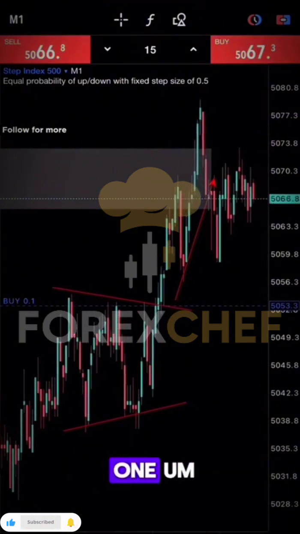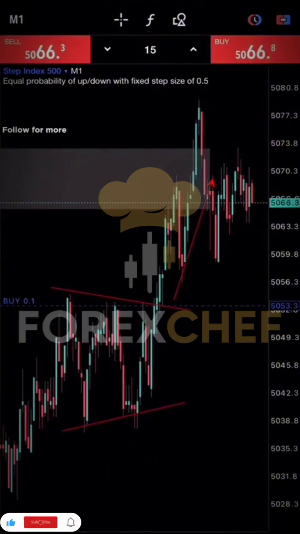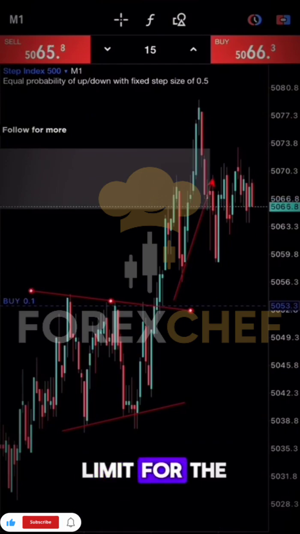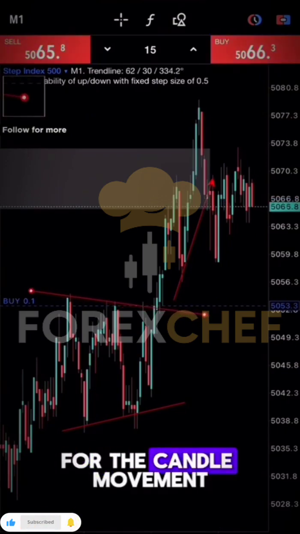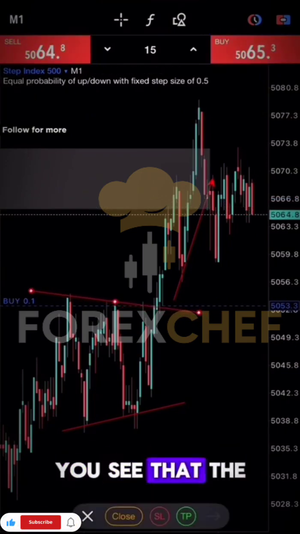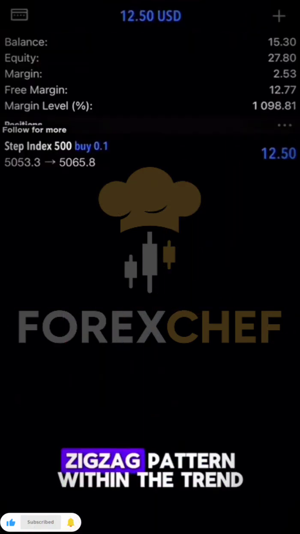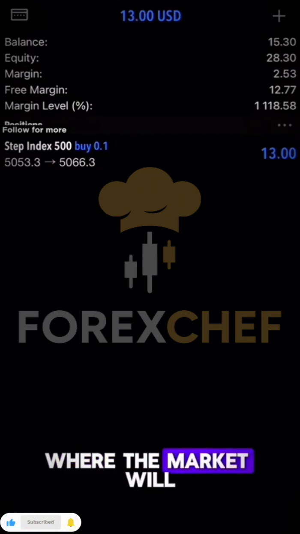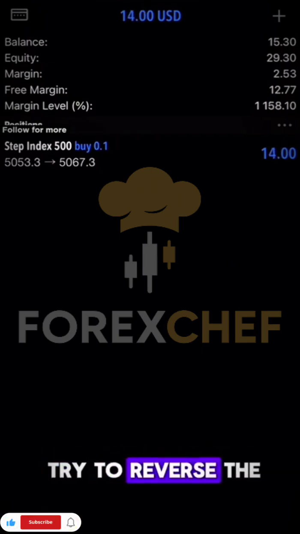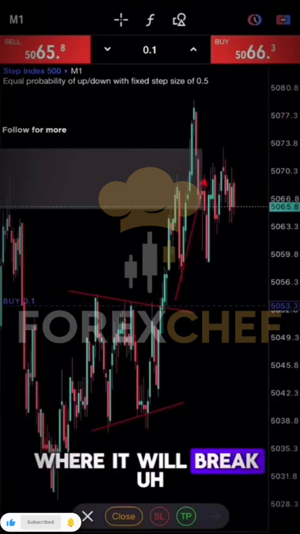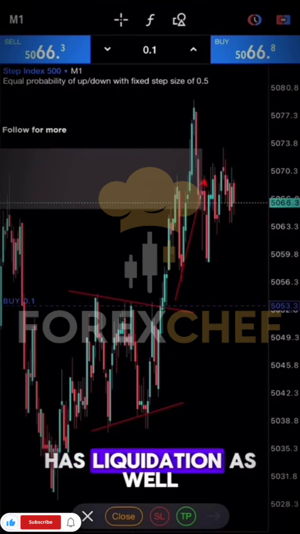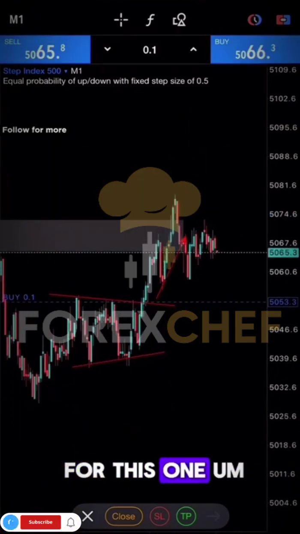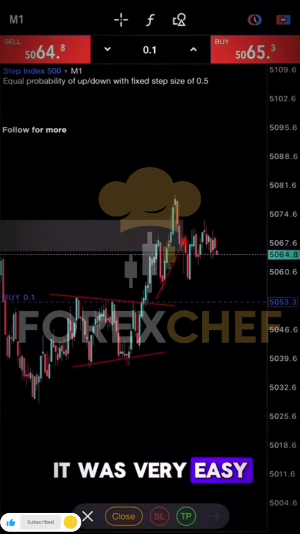The second one, the limits for my trend lines. When you draw your trend line, it's like you're setting a limit for the candle movement. For example, you see that the movement of the candles will be in a zigzag pattern within the trend. So that will identify for you where the market will try to reverse, where it will break, where it has liquidation as well. So for this one, it was very simple. It was very easy to do.